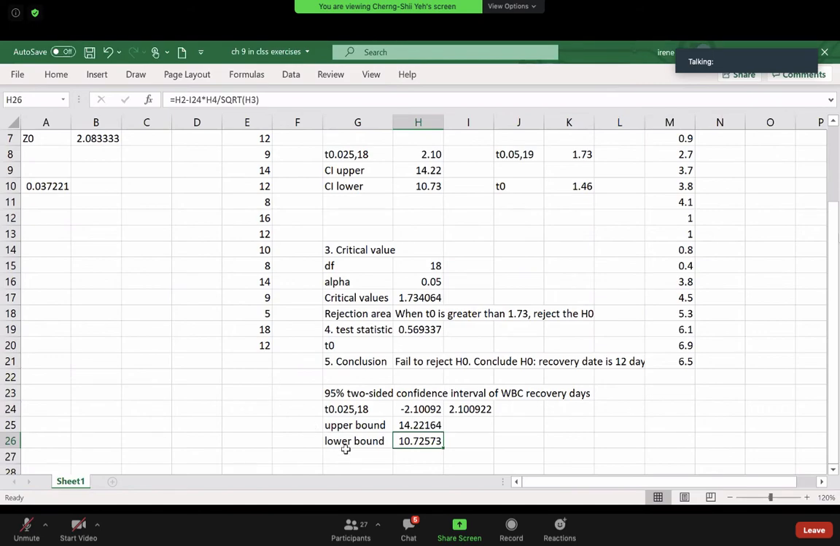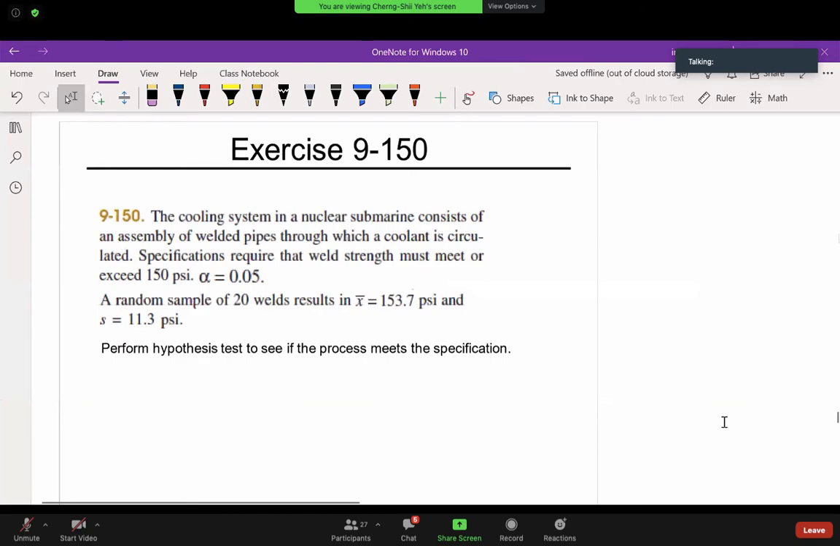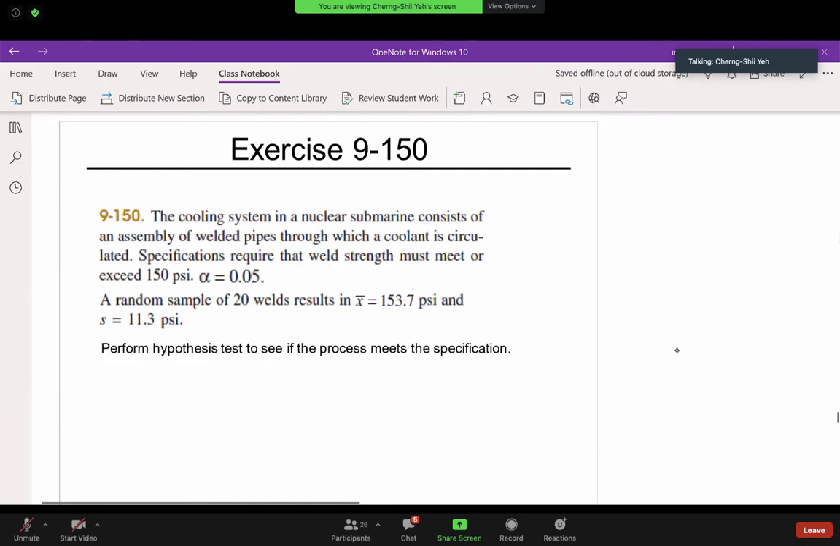Okay. Go back to here. The cooling system in the nuclear submarine consists of an assembly of welded pipes, and they want to test the strength of welding, and it must meet or exceed.